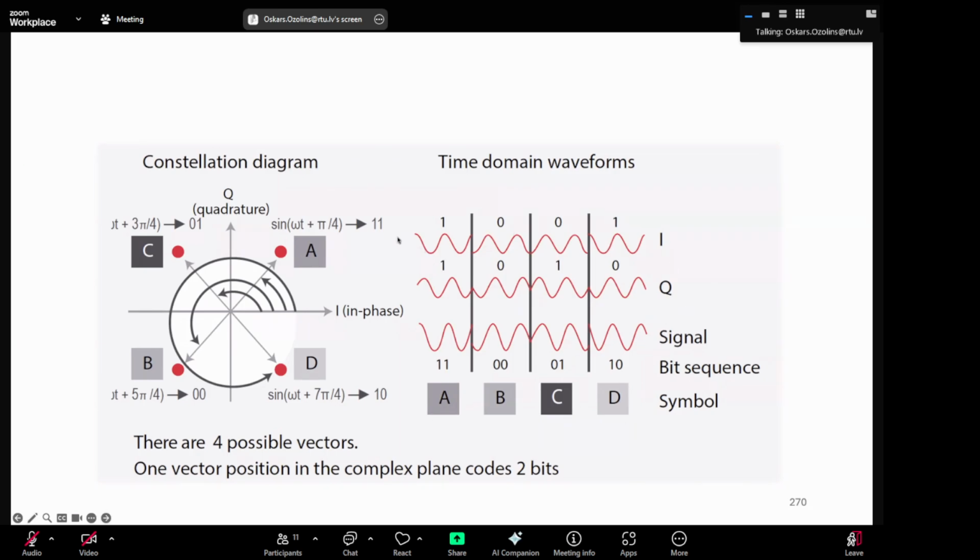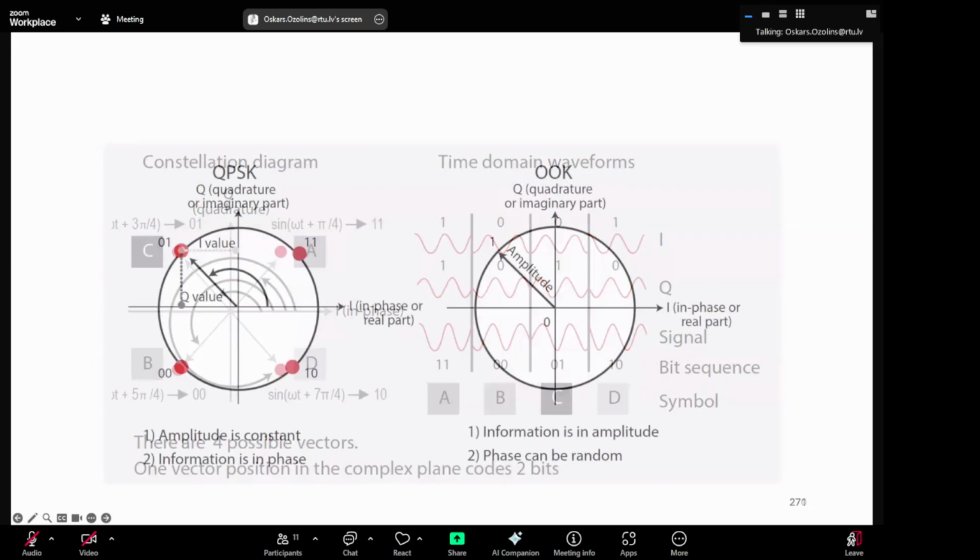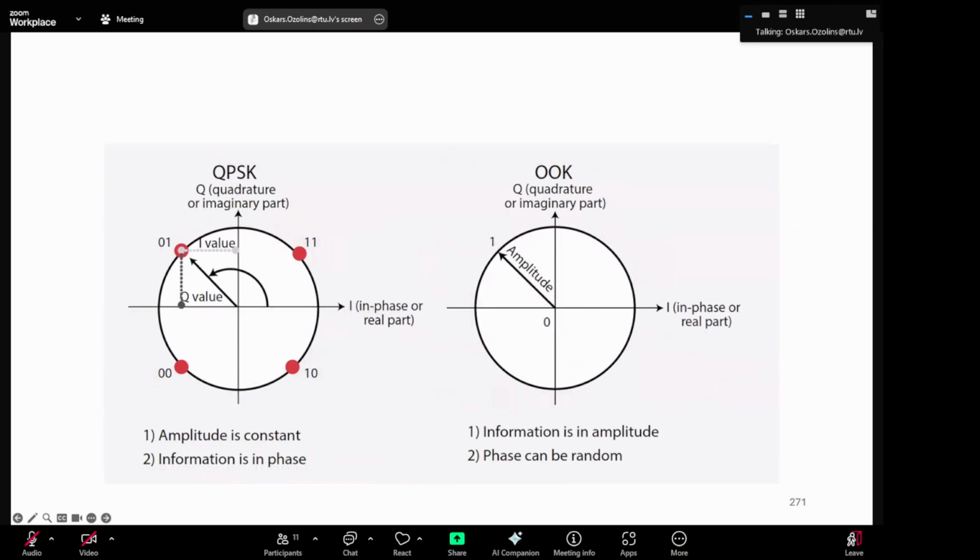And then we get I signal, Q signal, so here I and Q, and then we get the end, what is the signal when we combine, and we get also a bit sequence and symbols for this. Right. So in case of QPSK, we have constant amplitude. Information is in phase, not amplitude. So this is why if you draw a circle, then you hit all 4 points.